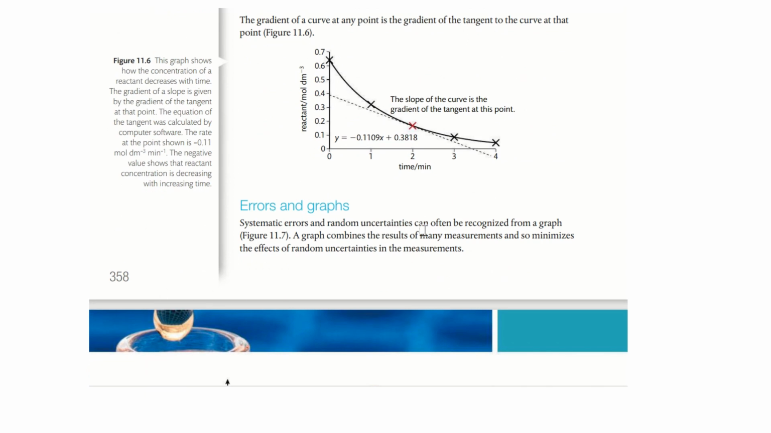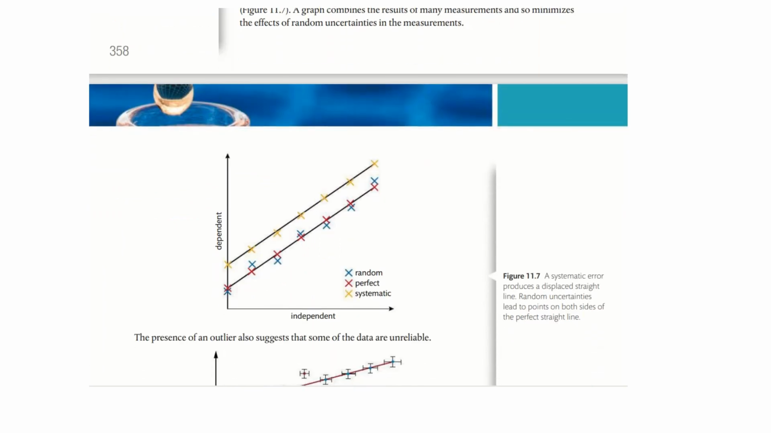Systematic errors and random errors can often be recognized from a graph, and the best way I can show you this is to look at this point here. This is the key here. You can see that the random errors and the perfect plots are almost on top of each other because the random errors cancel each other out, anything due to fluctuation in temperature, etc., because we're repeating the experiment multiple times. But you can see here with a systematic error, if I have a poor design of an experiment, it's going to be beyond that of the perfect or the random errors.